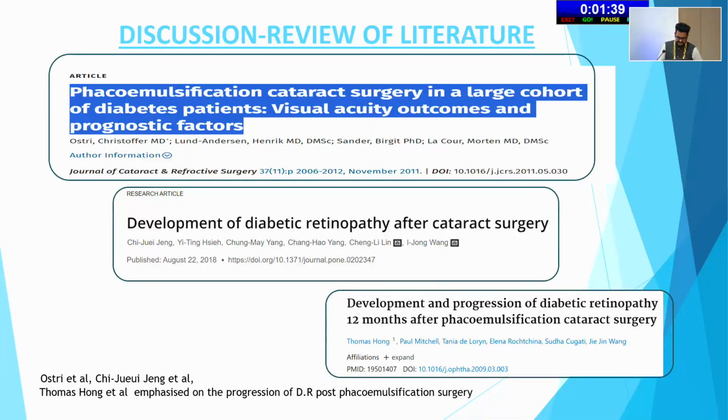Coming on to the discussion, it's a long-known fact that phacoemulsification causes an increase in diabetic retinopathy progression and macular edema. There is development and progression of diabetic retinopathy after cataract surgery. Studies were done by Otsi et al., Chung-Hai et al., Thomas Hong et al.